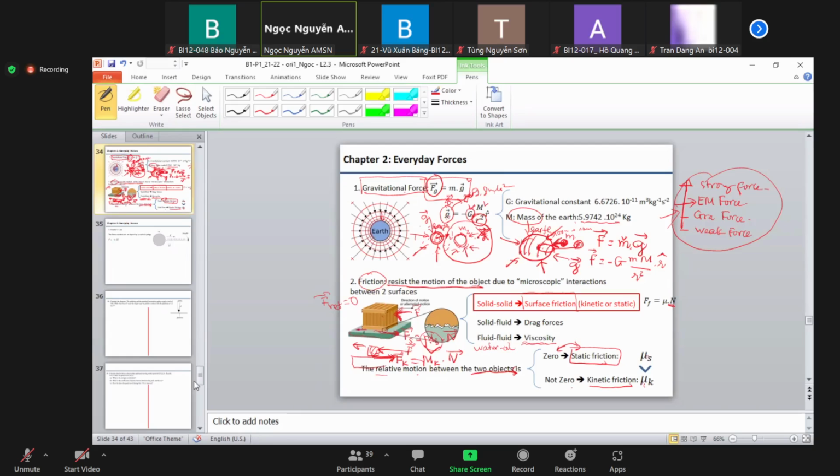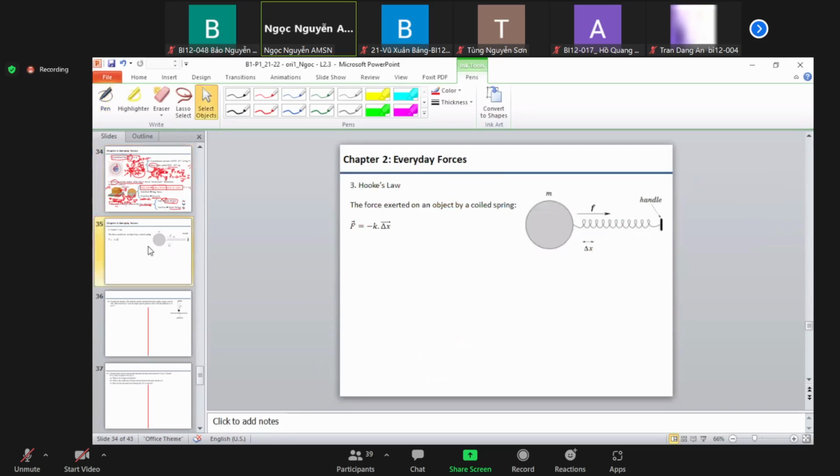Okay. And I see in the slides you learned another kind of force, from Hooke's law. I don't know why in the list of problems you have no problem related to this. You will learn about it when you learn about energy and work and so on. So here I just talk a little bit about it.